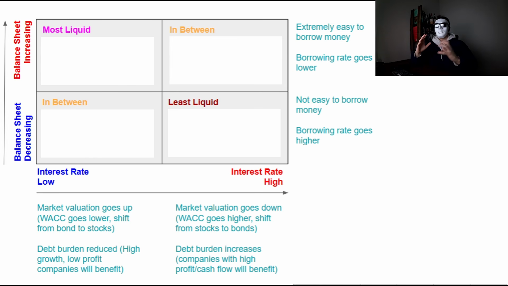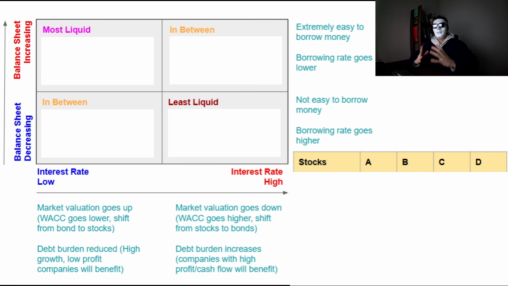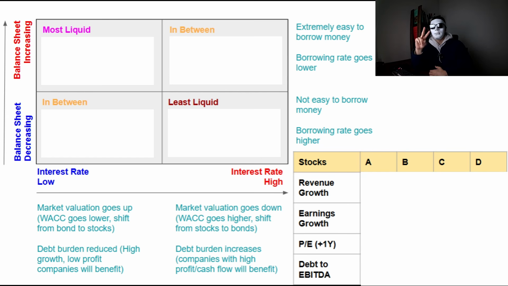Okay, now up to this point, we have covered the implications of the Federal Reserve policies. Now let's move over to the actual stocks. So let's assume there are 4 stocks: Stock A, Stock B, Stock C, and Stock D. Okay, so when looking at a stock, while there are millions of things you should be looking at, if I were to pick 4 major metrics to look at, those would be, Number 1, revenue growth. Number 2, earnings growth. Number 3, forward price to earnings ratio. And number 4, debt to EBITDA ratio.